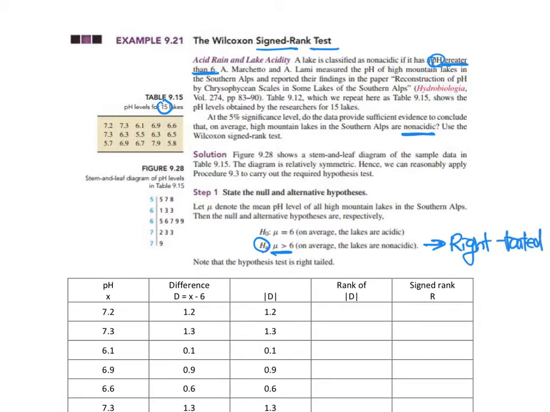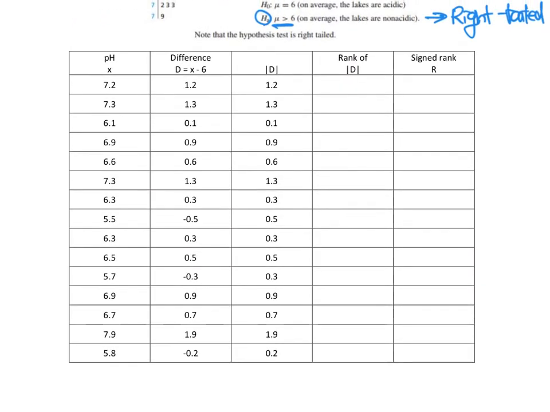Okay, let's try. So here is a table, and we have 15 samples here. Now we subtract 6 because of the hypothesis in step number 1. And now we take the absolute value of the difference. Then we can rank the differences. I think 0.1 is the smallest one, so it is rank number 1.